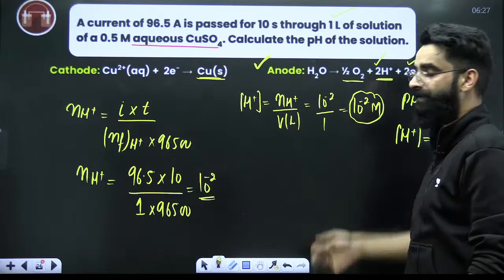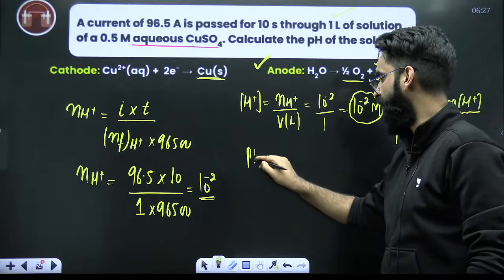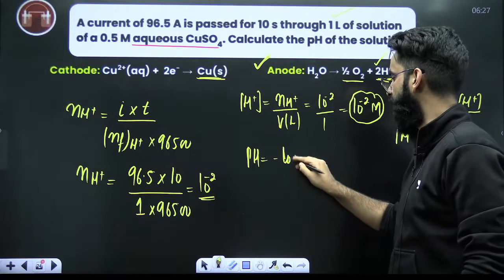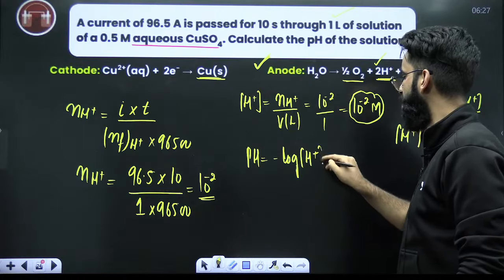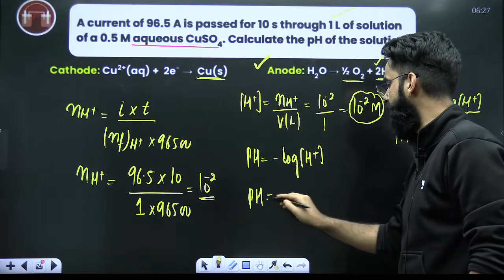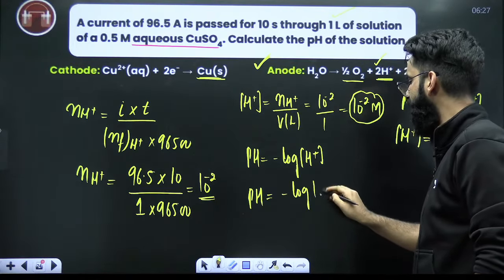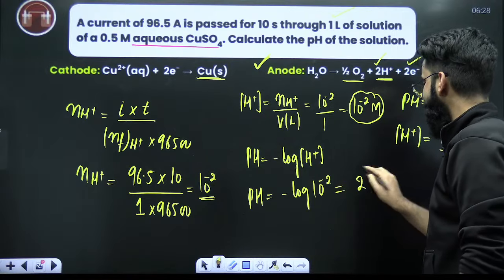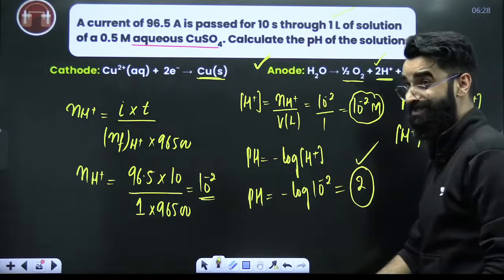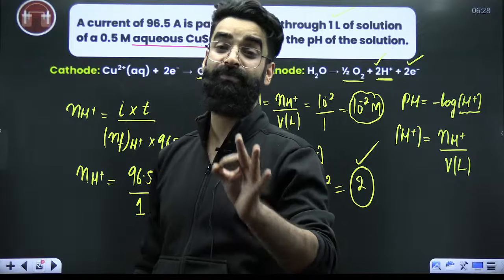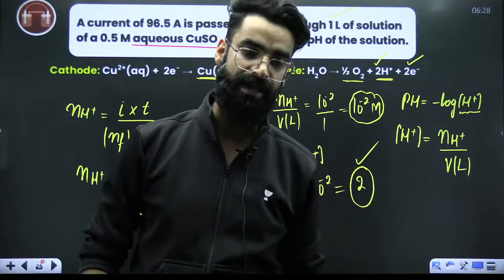If you got the concentration of H positive in the solution, you can easily calculate the pH of the solution. P stands for minus log. It is minus log of H positive. So pH is going to be equal to minus log of 10 raised to minus 2. The value exactly comes out to be 2. So 2 is the pH of the final solution which we get after the electrolysis is done.